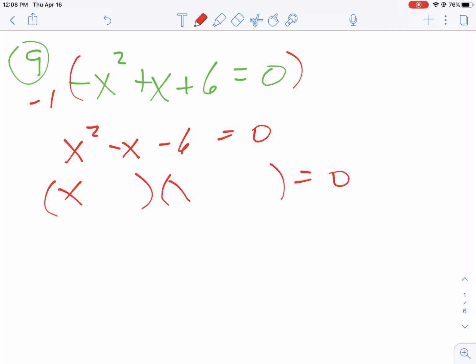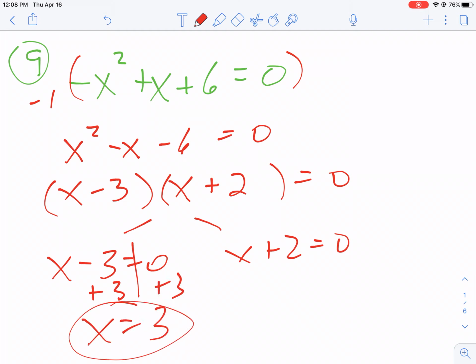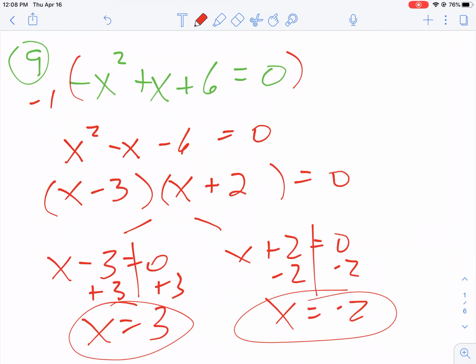So it'll be x. Now what are your factors of negative 6 that add up to a negative 1? So it's going to be a minus 3 and plus 2. Then you just have to solve it. So x minus 3 equals 0, x plus 2 equals 0. Plus 3, x equals a positive 3, and then minus 2, x equals negative 2.